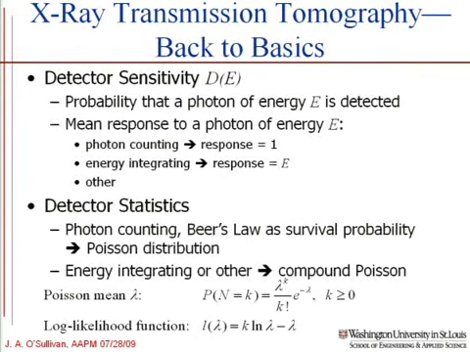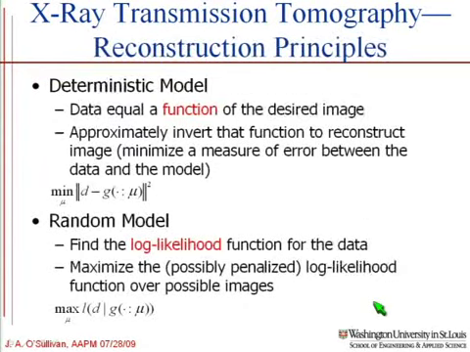As far as detector statistics, if it's a photon counting detector and you view Beer's law as the survival probability, then the Poisson distribution is the right model for the data. If it's an energy integrating detector or some other response, then a compound Poisson process model is the right model. If it's a Poisson distribution, then just to remind you, the log likelihood function is just the data times the log of the mean minus the mean, and that's obtained by taking the log of the Poisson distribution and keeping the terms that depend upon the mean.